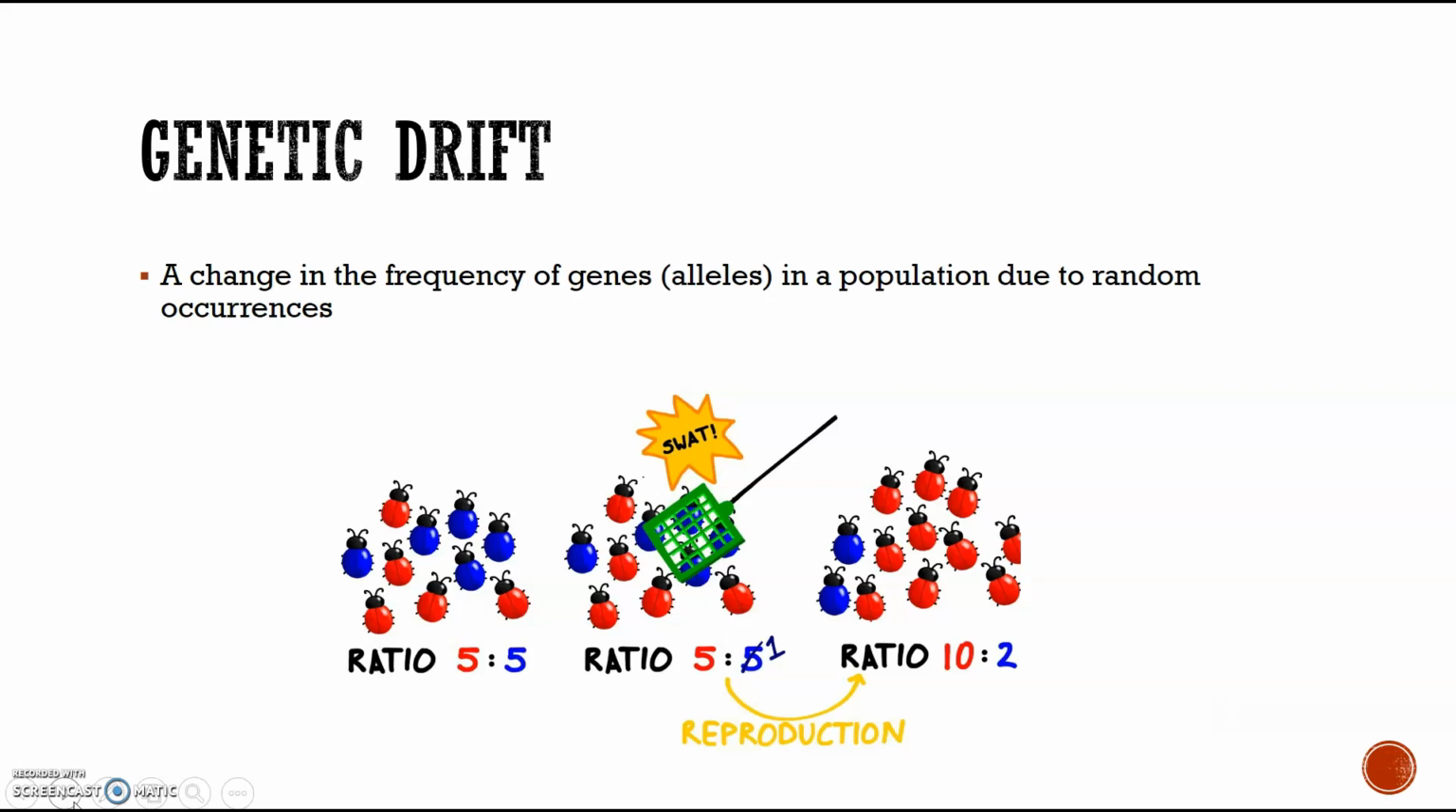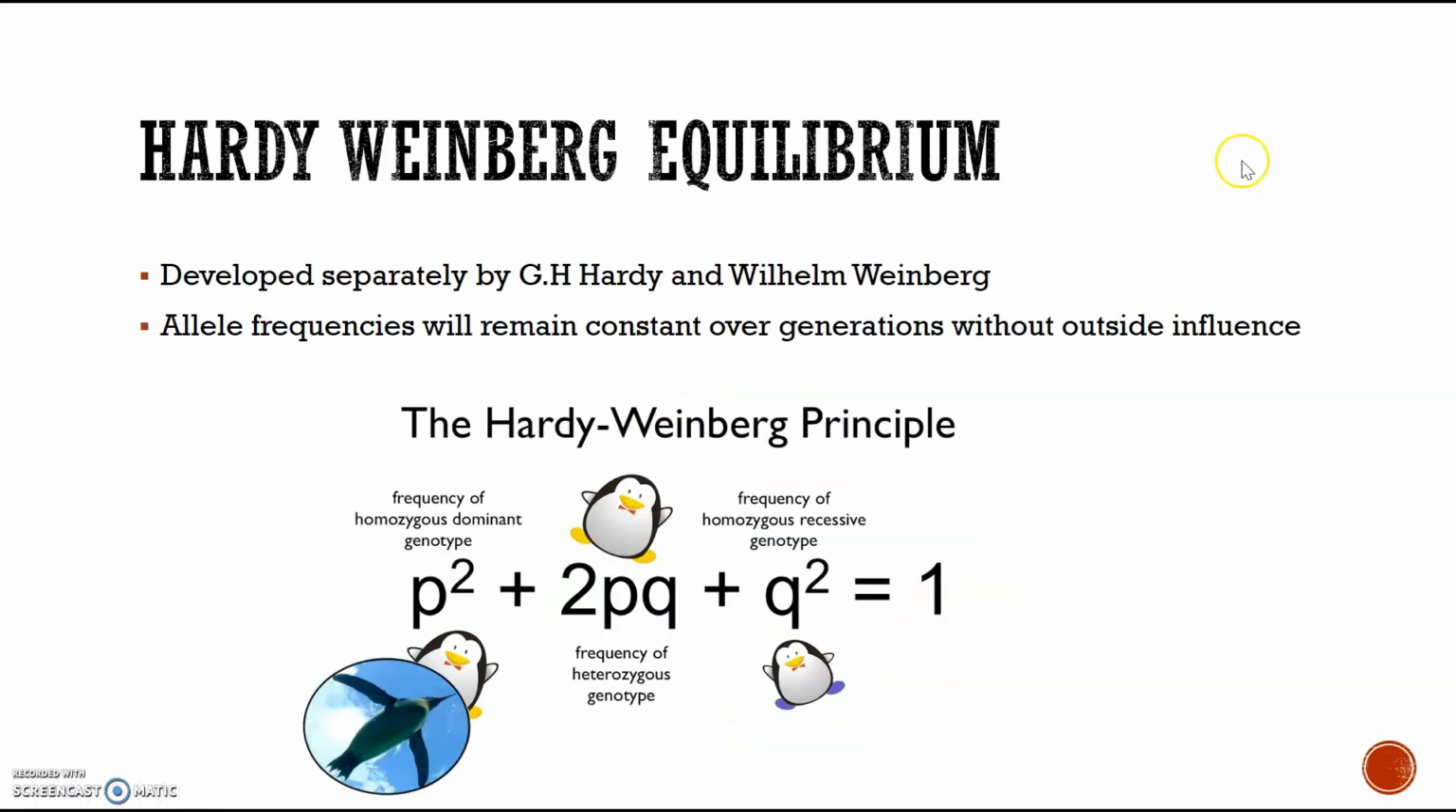All right, in this very simple example, we've got a 1-to-1 ratio of the blue beetles and the red beetles in this population. A swatter comes down randomly, and now you've got a 10-to-2 ratio after they've reproduced of the red beetles to the blue beetles. It had nothing to do with any sort of selective pressure on either colored beetle. It just happened that way. We'll talk about more examples in another video.